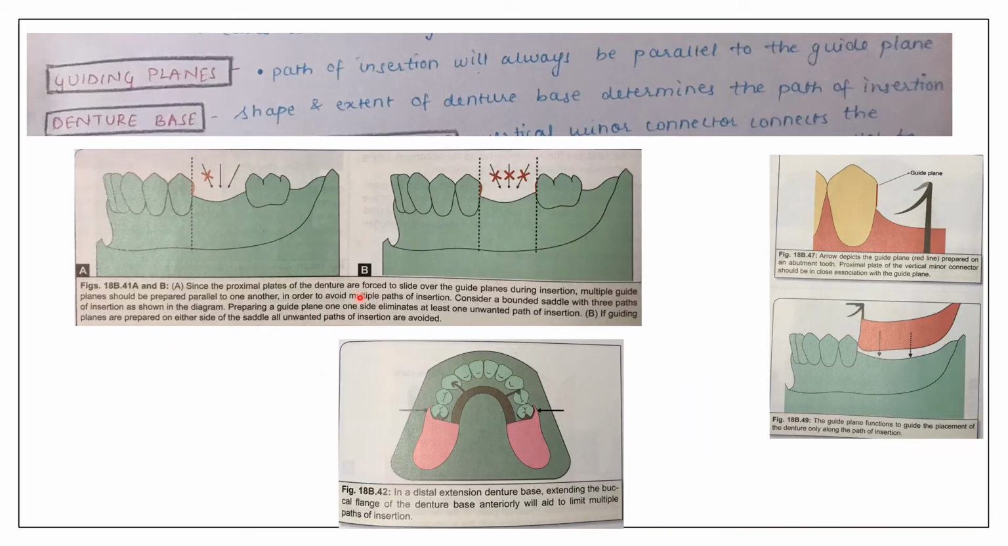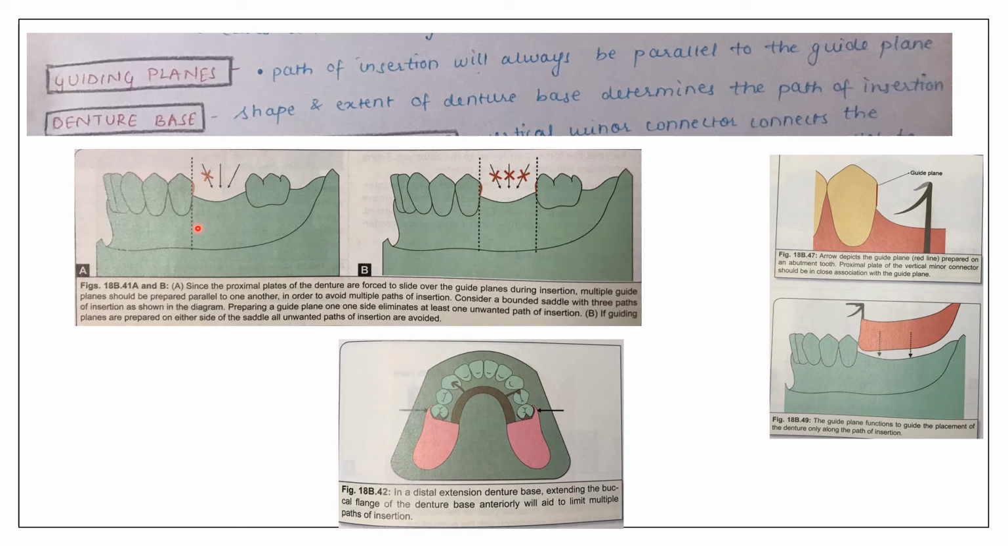The next is the guiding planes. The path of insertion will always be parallel to the guide planes. In other words, the guiding plane determines the path of insertion. The proximal plate on the partial denture should and will contact the guide planes during insertion. Hence, when many guide planes are used, multiple paths of insertion are avoided. So basically, we are avoiding multiple paths of insertion by giving these guiding planes.